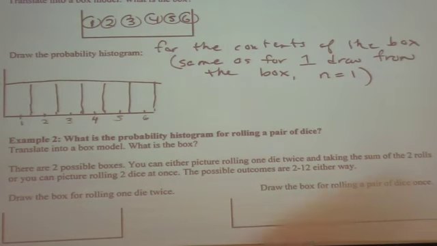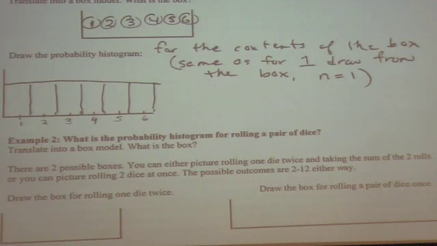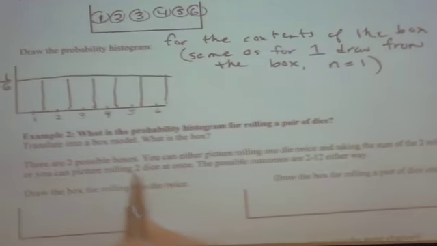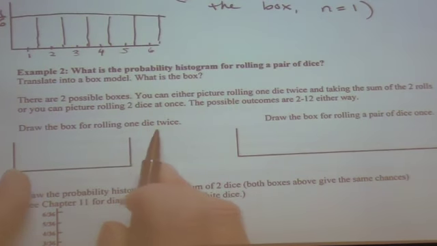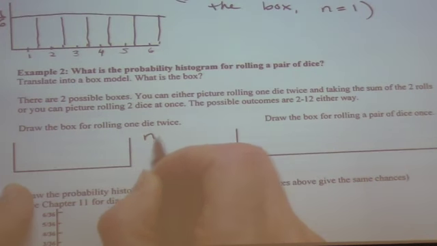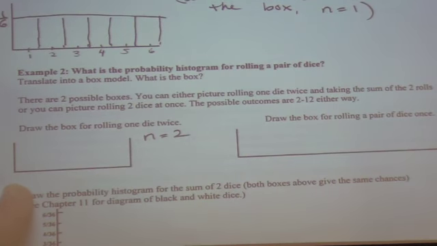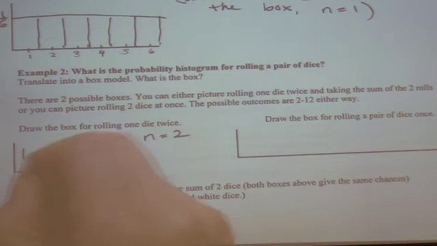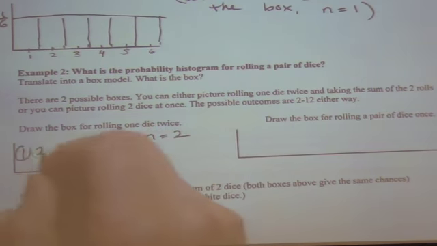So for example, if you're playing Monopoly or something and you lost one of the dice, so instead of rolling 2, you could always just roll 1 twice. Alright, so that's the same thing. And so there are 2 possible boxes here. If we rolled 1 die twice, then we have n equals 2, and we draw from this same box twice with replacement and take the sum of the 2 draws. So we have 1, 2, 3, 4, 5, and 6 again.